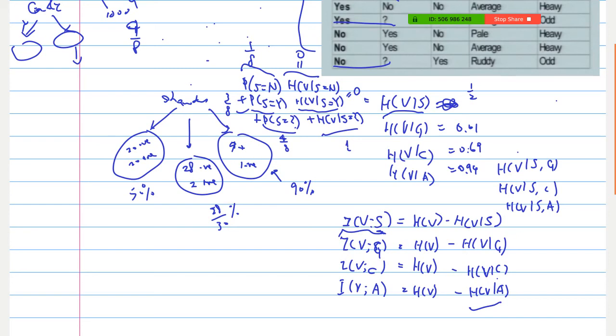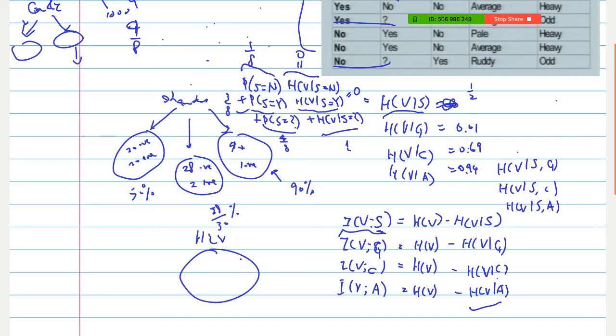In the Venn diagram, we saw that the intersection between V and S is the mutual information. So the biggest one means the most overlap with H(V), and H(V|S) is the remaining part.